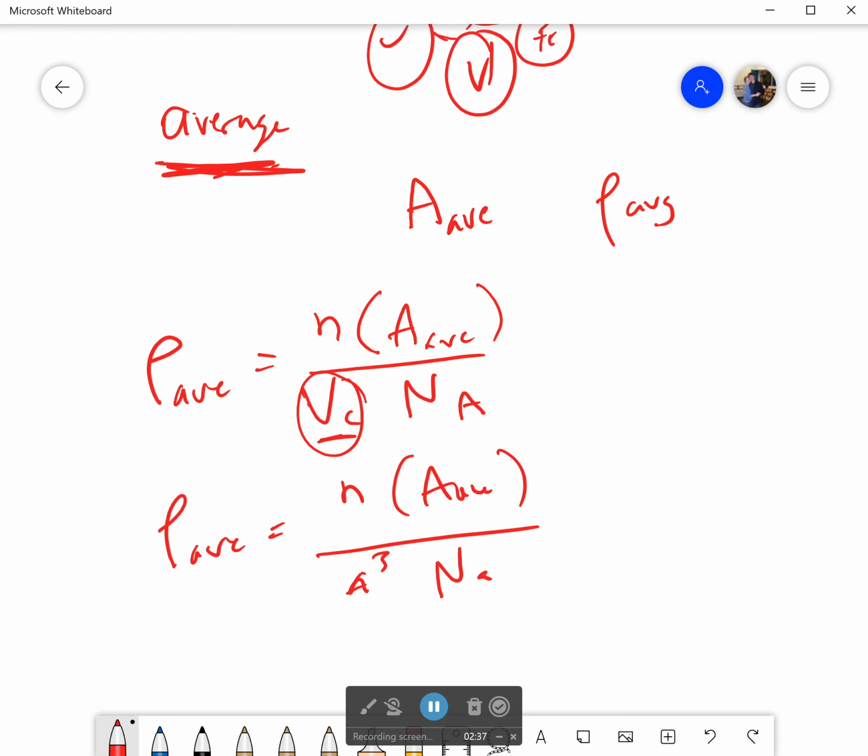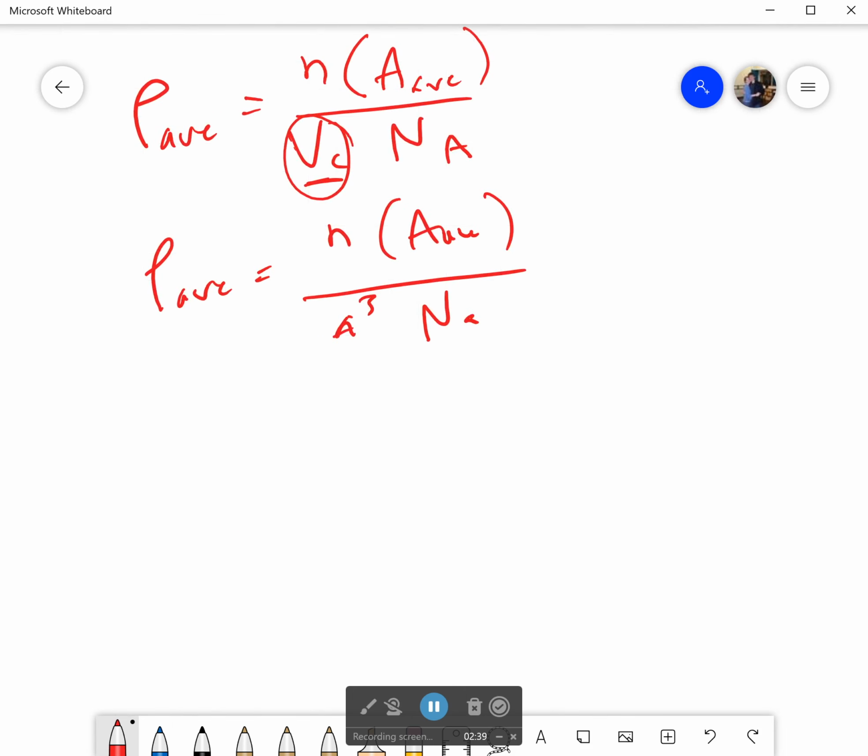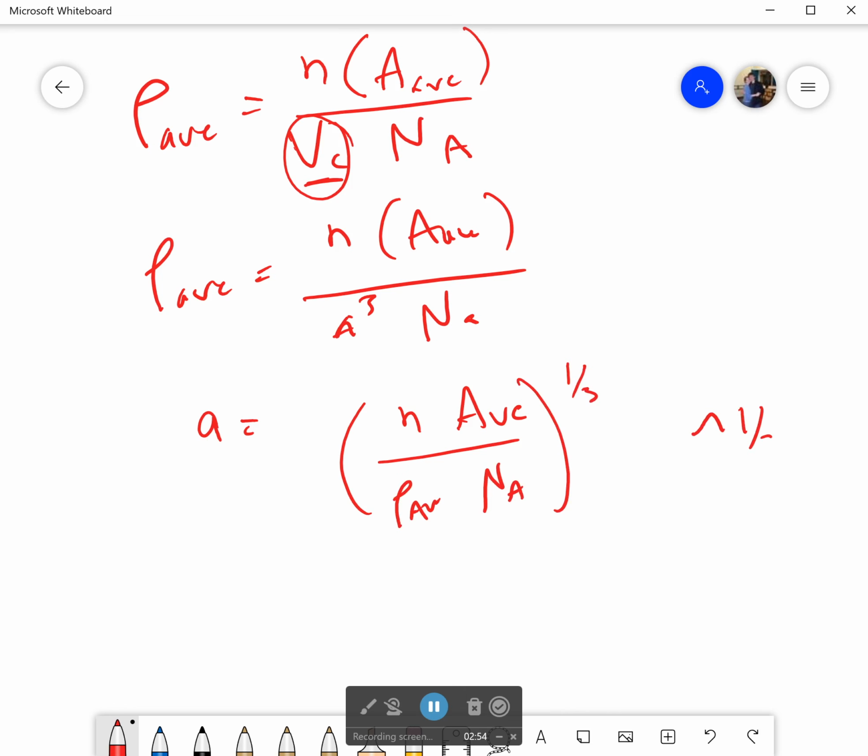Now we want to solve for a, so we'll go ahead and rearrange that and say that a is equal to the third root of N times the atomic weight average over the density average times Avogadro's number. That's the third root. If you don't know how to put that in your calculator, you just do caret to the 1/3 and make sure that's in parentheses, with everything else in front of it being in parentheses. Things like that.